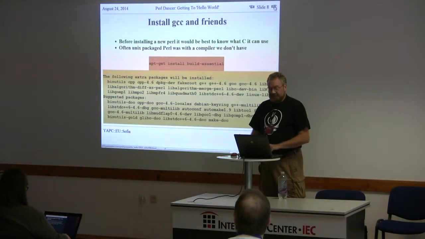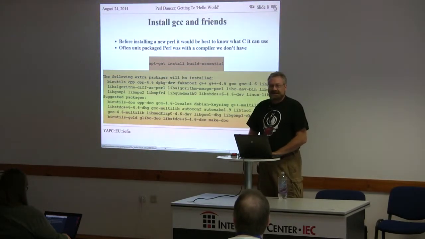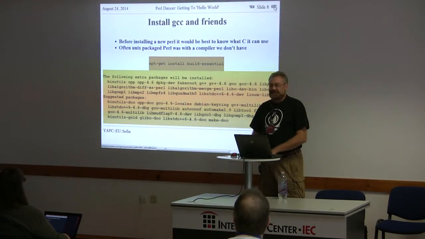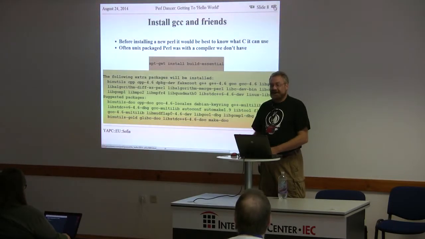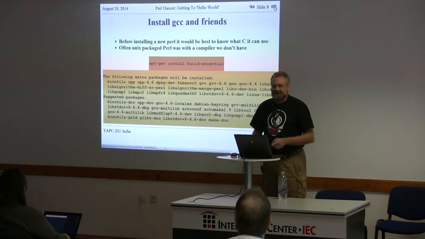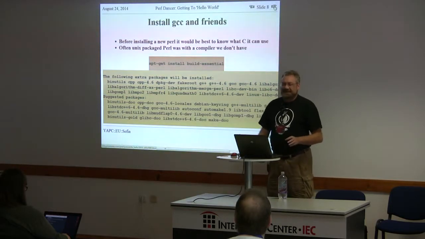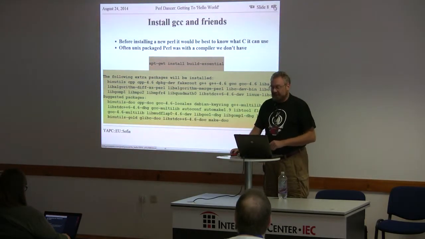Now we're going to install Build Essential. The reason I'm doing this is I want GCC. It turns out that if you install some things like DBI, they're not pure Perl, which means they need C. And if the C compiler that you have doesn't match the C compiler your distribution has been using, things get very cranky. So we're taking all that out. We're going to install what we want up front.